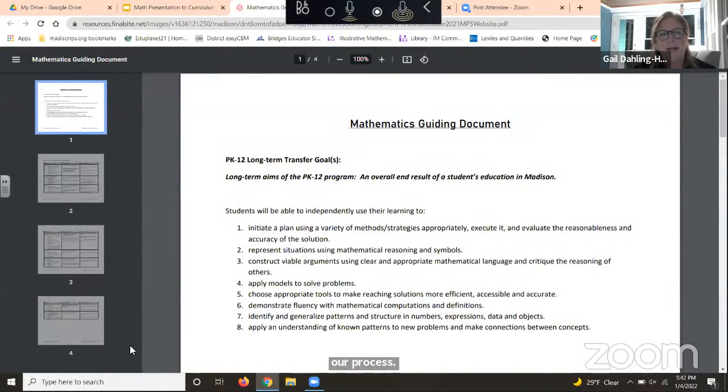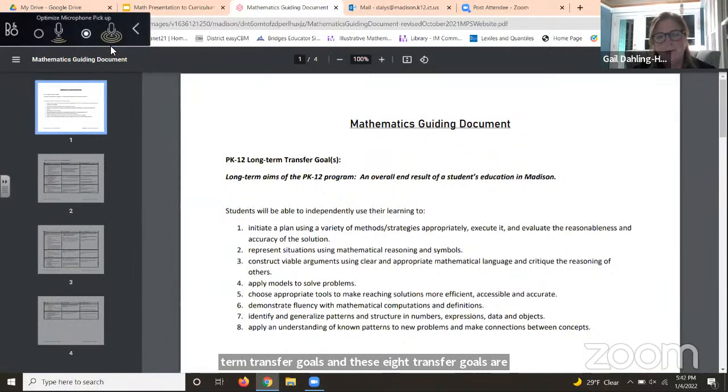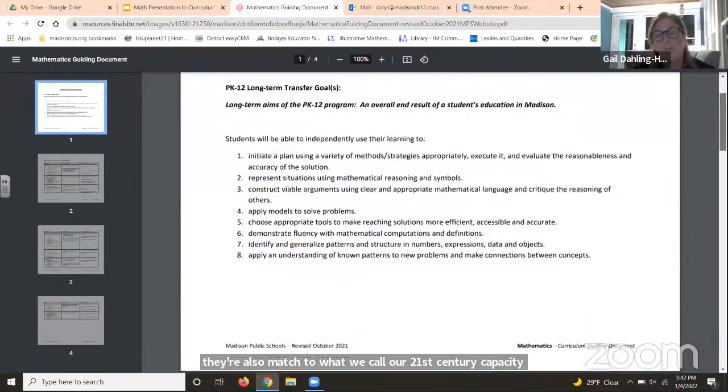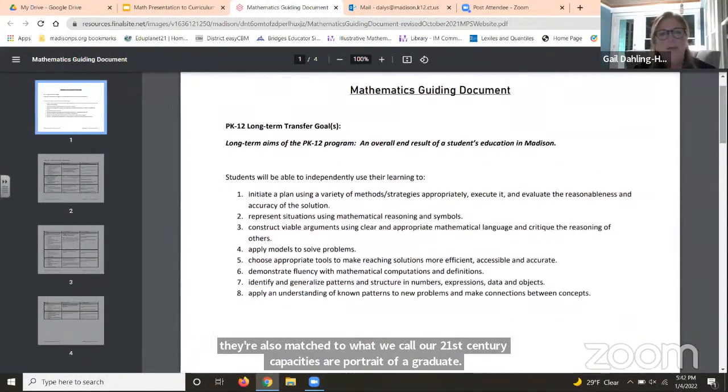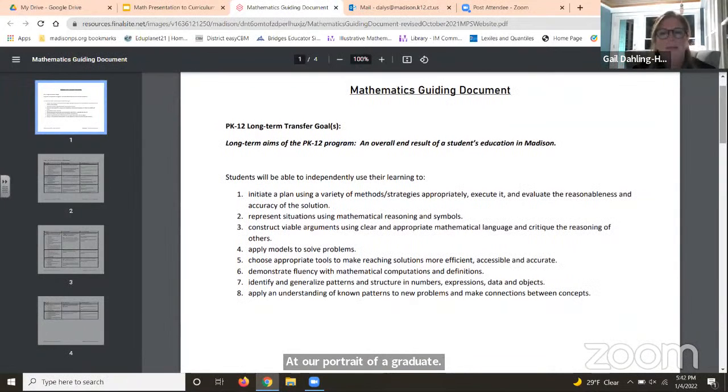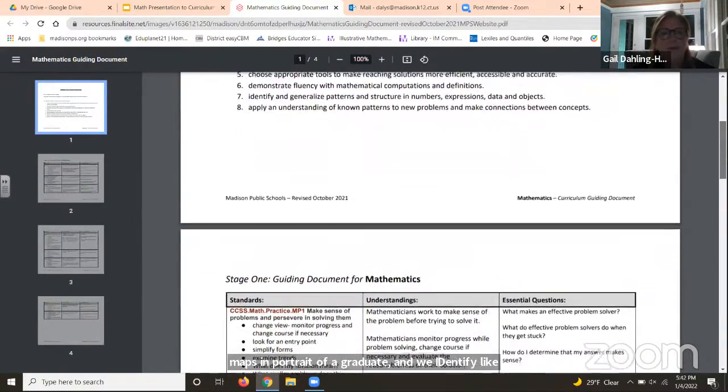So the whole guiding document starts out with these long-term transfer goals. And these 8 transfer goals are not only examined through the lens of mathematics, but they're also matched to what we call our 21st century capacities, or our portrait of a graduate. And our portrait of a graduate, if you take a look at number 1, this committee, after they look at what the content says, then goes back and maps in our portrait of a graduate. And we identify, like for number 1, the components.